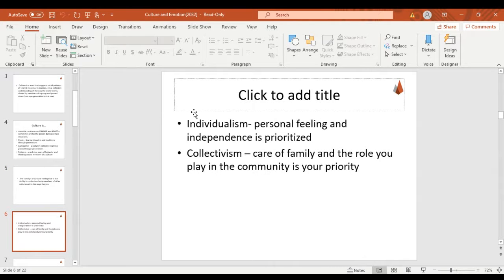So this I've already touched on a little bit. The idea of individualism, personal feeling, and independence is prioritized. The United States is key with this. Collectivism, care, family, and the role you play in your community is your priority. You are classified by the job you play. For example, instead of being called Dr. John Wayne, he is known for his top research in his field.